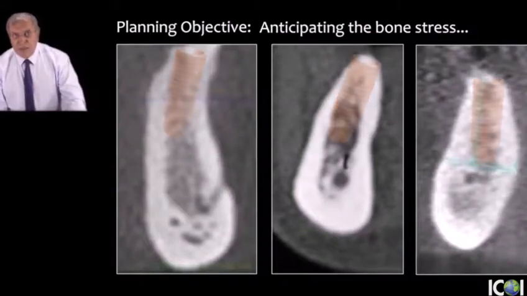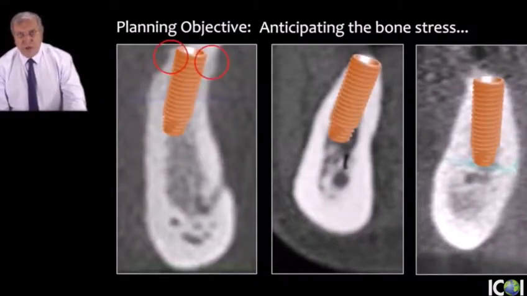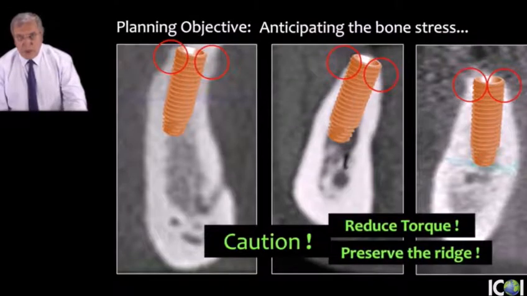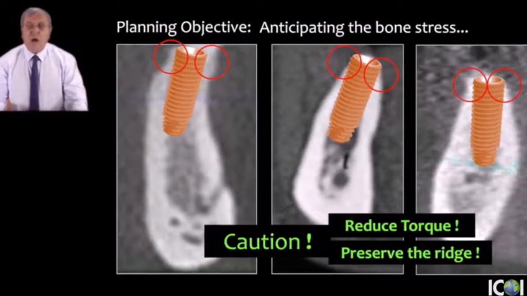In this case, it's obvious that the implant will kill the cortical bone. It's impossible to place with high torque. It's impossible to make immediate loading. This is how we must plan the surgery.